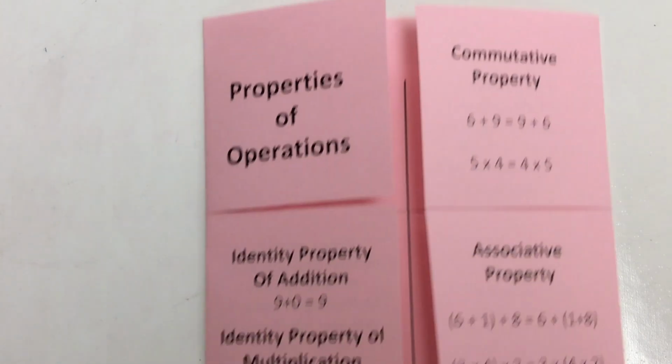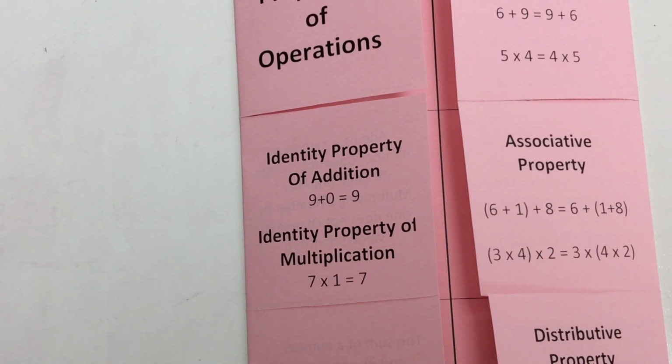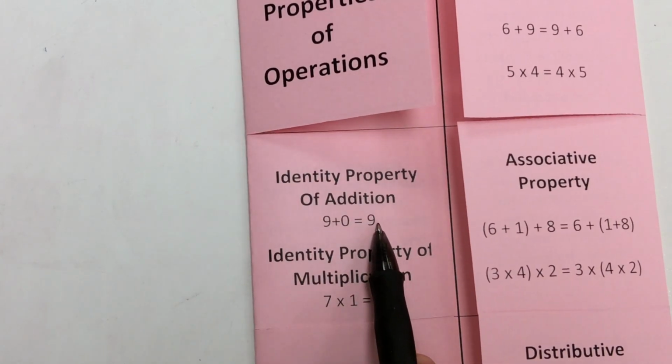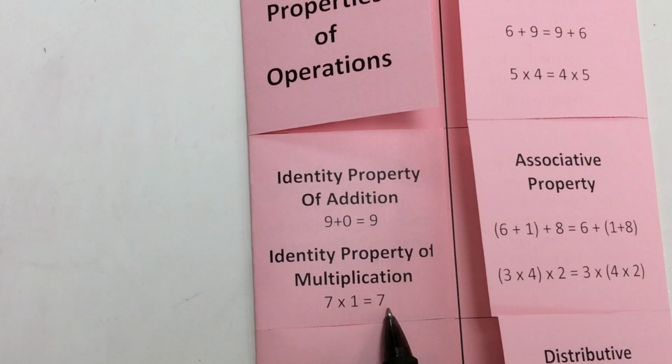So the first one we'll talk about is the identity property. Now we have two of them. Your identity is who you are. That doesn't change, right? I am Mrs. Moreau and I will stay Mrs. Moreau. So my identity doesn't change no matter what I do. Now, we have the identity property of addition and the identity property of multiplication.